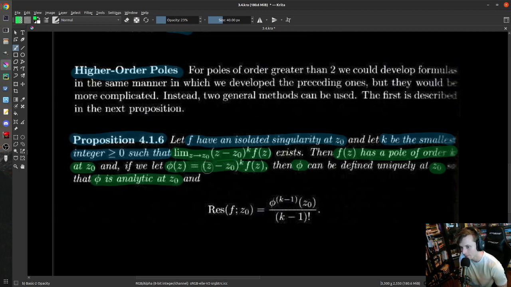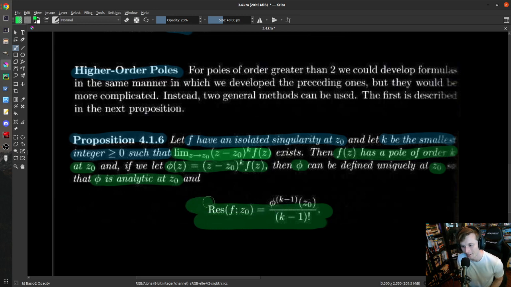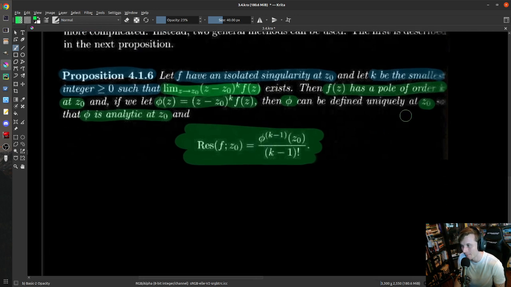So we can define phi so that it is equal to this limit, right? We shouldn't really write phi equals this. It equals this everywhere except at z0. At z0 it equals this limit right here. Okay. And if we do that, then it's analytic at z0. And the residue of f at z0 is equal to phi differentiated k minus 1 times, evaluated at z0, divided by k minus 1 factorial. Tongue-tied trying to say the k minus 1th derivative of phi. So, okay, we'll get into some examples of this.